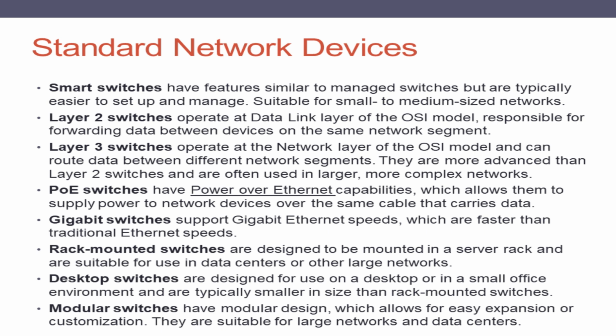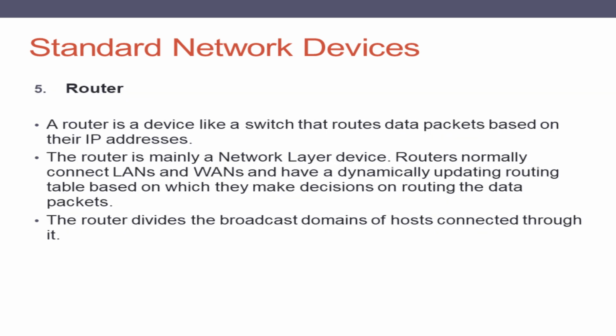PoE switches have power over Ethernet capabilities, which allows them to supply power to network devices over the same cable that carries data. Gigabit switches support gigabit Ethernet speeds, which are faster than traditional Ethernet speeds. Rack-mounted switches are designed to be mounted in a server rack and are suitable for use in data centers or other large networks. Desktop switches are designed for use on a desktop or in a small office environment and are typically smaller in size than rack-mounted switches. Modular switches have a modular design, which allows for easy expansion or customization. They are suitable for large networks and data centers.